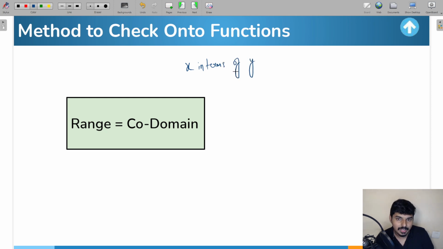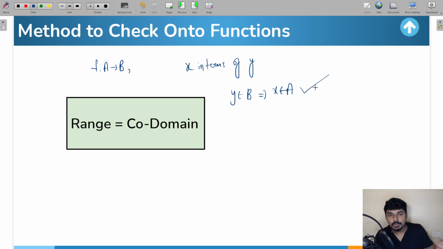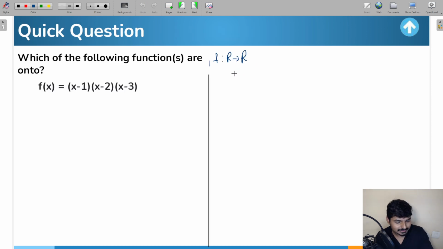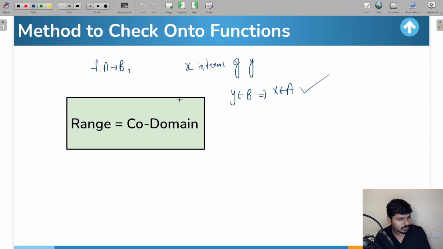Then you just check, let us say the function is given as f maps A to B, for all y belonging to B, whether x belongs to A or not. If this condition is satisfied, then that is going to be an onto function. So if you're able to write x in terms of y, do it this way. Or else you can directly understand this logic: if range is equal to codomain, the function is definitely going to be an onto function.